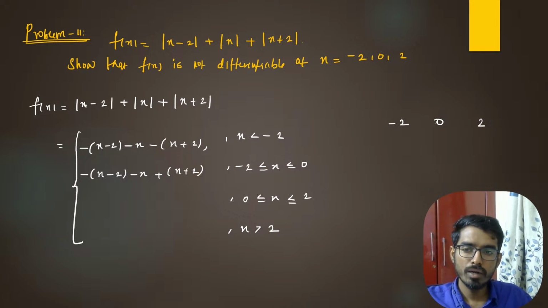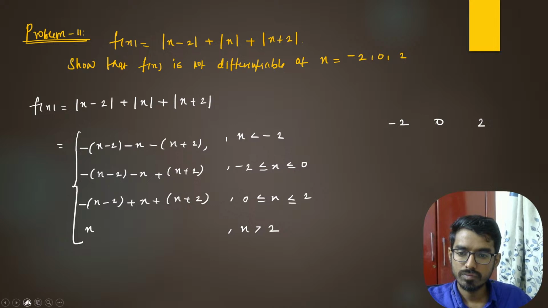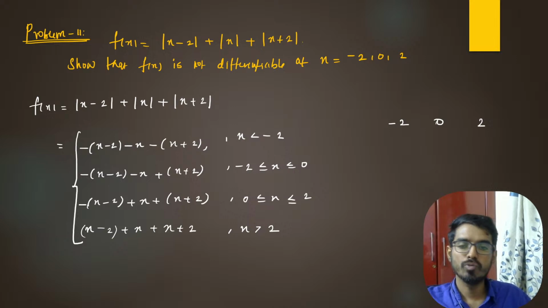0 to 2, let us take 1. 1 minus 2 is negative, so minus of x minus 2, 1 is positive, so it is plus x. See, I'm just taking some arbitrary value inside this. I'm just seeing whether inside is positive or negative. If inside is positive, it is plus, if inside is negative, minus of something. Greater than 2, let us take 3. 3 minus 2 is 1, positive, so it is x minus 2. This is again positive, x plus 2.